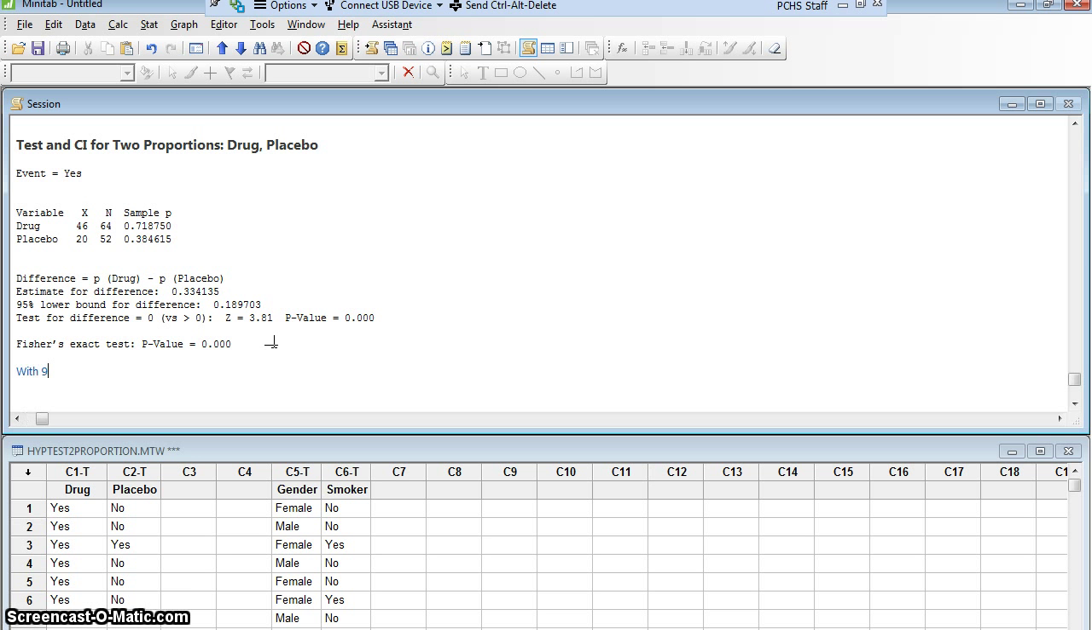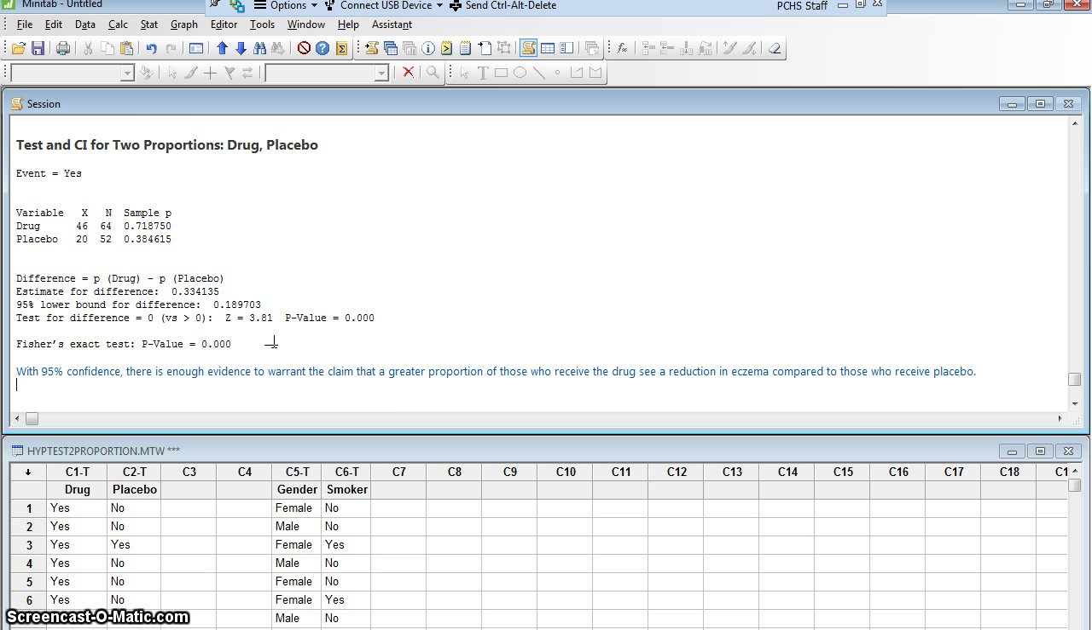So with 95% confidence, if I want to state my confidence level, I don't have to, but let's say it this way. There is enough evidence to warrant the claim that a greater proportion of those who receive the drug see a reduction in eczema compared to those who receive the placebo. Excellent for me if I'm working for the drug company.